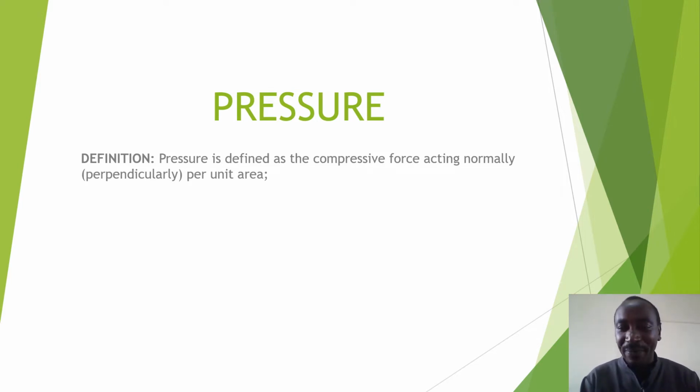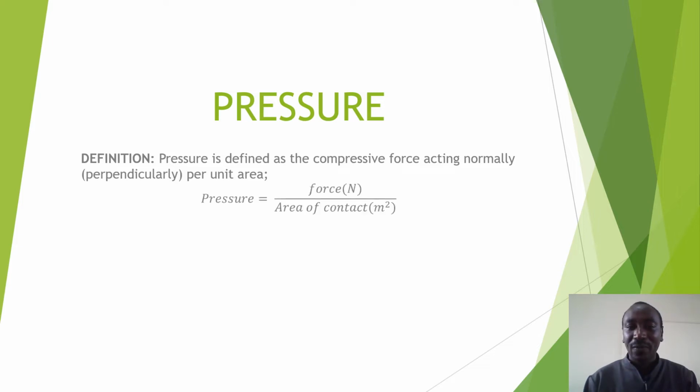When we talk about pressure, we talk about force, which is compressive in nature, that acts perpendicularly or normally per unit area. So the force that acts or compresses on a unit area, that's what we call pressure. When we talk about pressure exerted on an object, it refers to the force exerted on a given area. From the definition, you can say that pressure is equal to force over area. Remember, force is measured in newtons and area is measured in square meters.